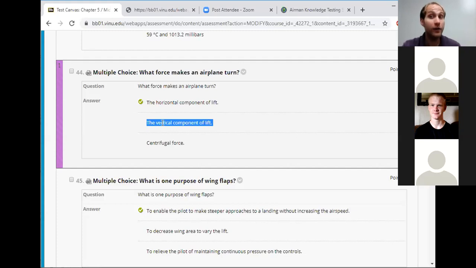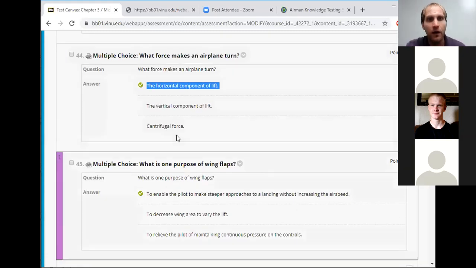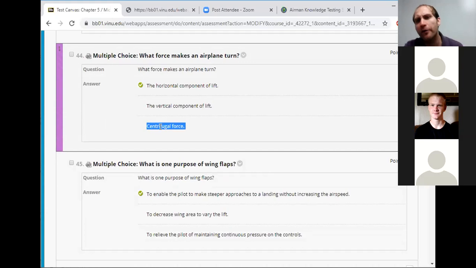So what makes the airplane turn? Horizontal lift. We lose some vertical lift when we turn, but it is the horizontal component of lift that's actually going to turn the airplane. Centrifugal force is the outside of the turn force. So that's almost what's preventing the airplane from turning more rapidly. For every action, there's an equal and opposite reaction. What makes the airplane turn? Horizontal lift, the horizontal component of lift.